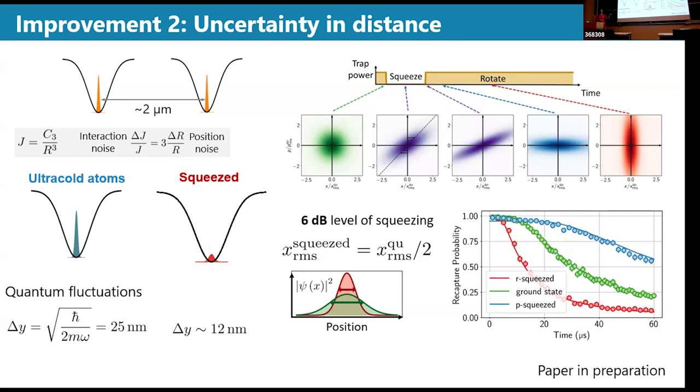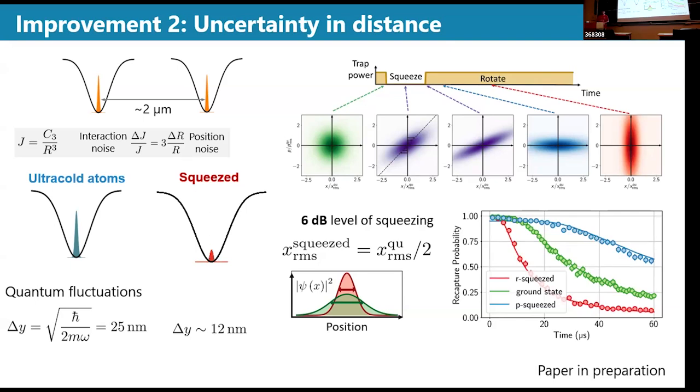And in this position squeezed state, the momentum spread is too large, and the atom quickly disappears, and there's a sudden drop of the remaining probability. This means that there's position squeezing. This is an ultra-cold regime, so this is not thermal fluctuation, but quantum fluctuation. Right. So first we remove thermal fluctuation, and then apply this squeeze procedure.